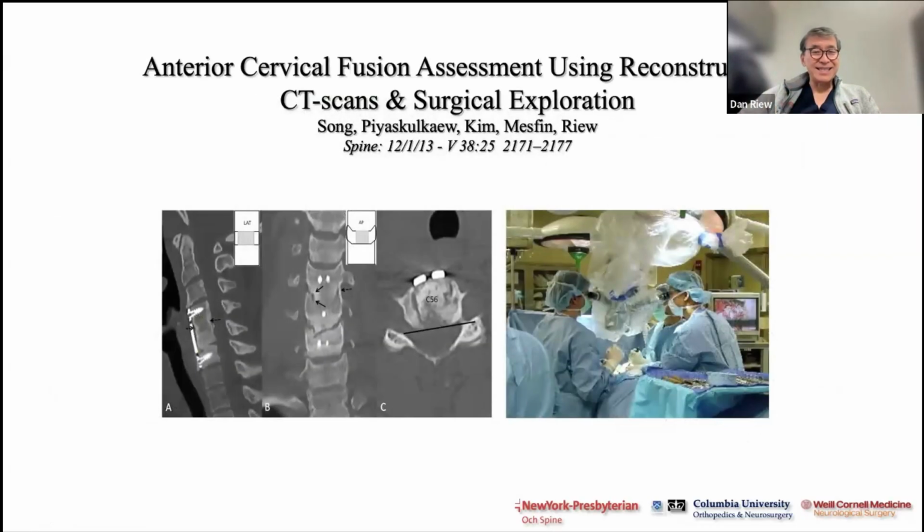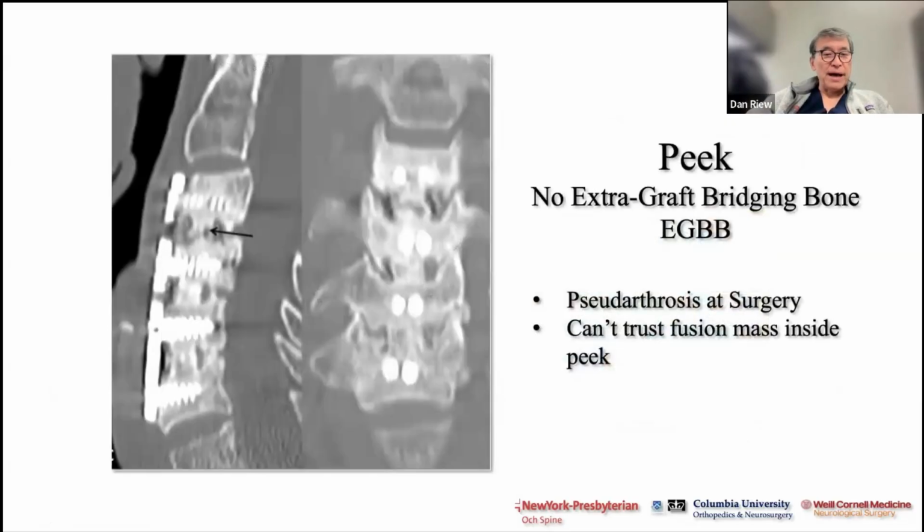We also looked at CT criteria for a fusion and published this study also in Spine in 2013. And what we found was that you cannot look at what's happening inside the cage because this one looks like it's fused, this one looks like it's fused, and this one maybe not because there's a little cleft there. However, in these, there is no what we call extra cage or extra graft bridging bone. In other words, you have to have bone forming across outside of the cage or the graft. That tells you that there is new bone formation.